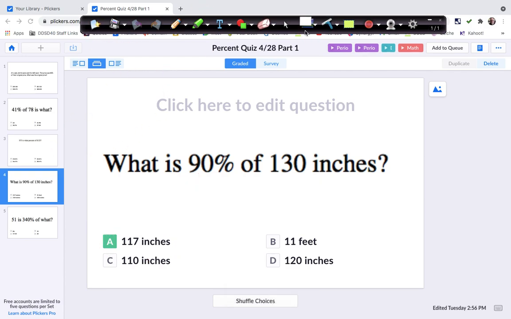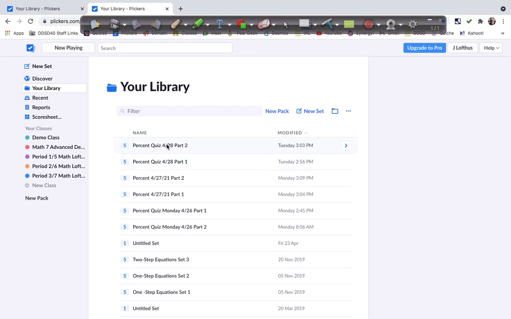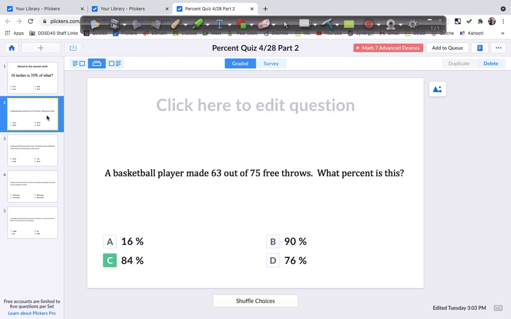And one more problem. Let's go back here, go to this part 2, edit, and let's see which one we haven't done yet. 16 inches is 35% of what, we did that one. I don't think we did this one.